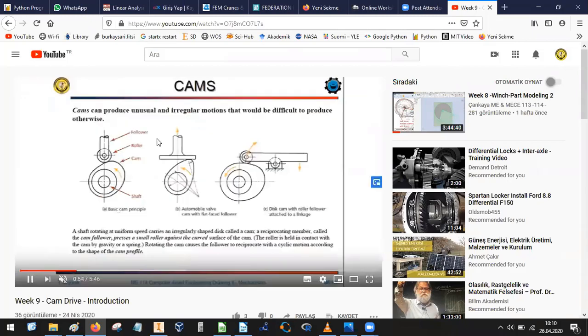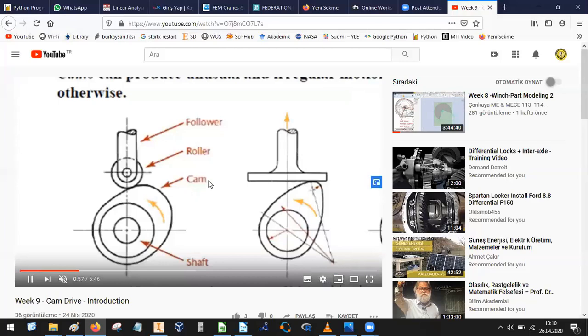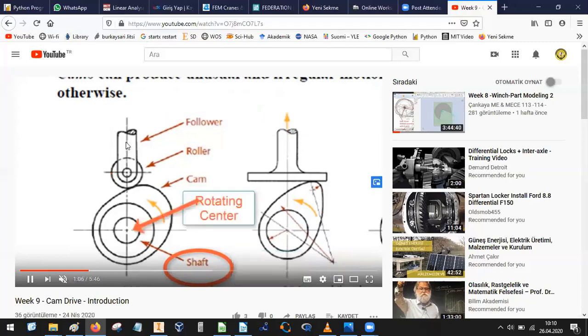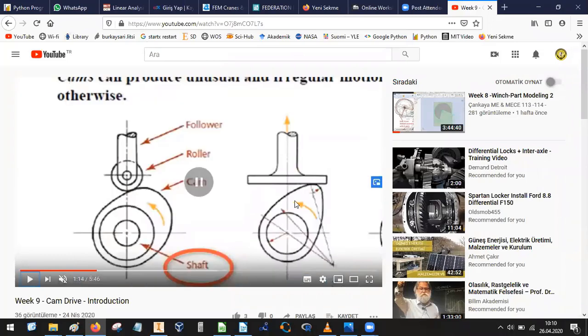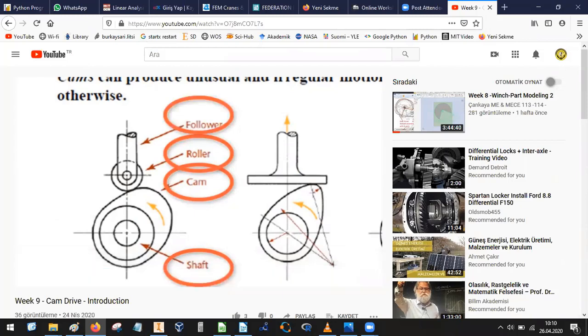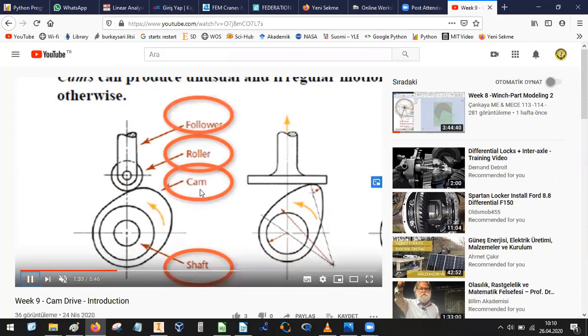As you see, we have a follower, roller, and the cam. When we rotate the shaft, the cam rotates with it, and the roller just moves up and down. We can define that movement. For the next example, on the right side, this is a cam example with a valve in the engine. We have 3 elements in a cam mechanism: follower, roller, and cam.